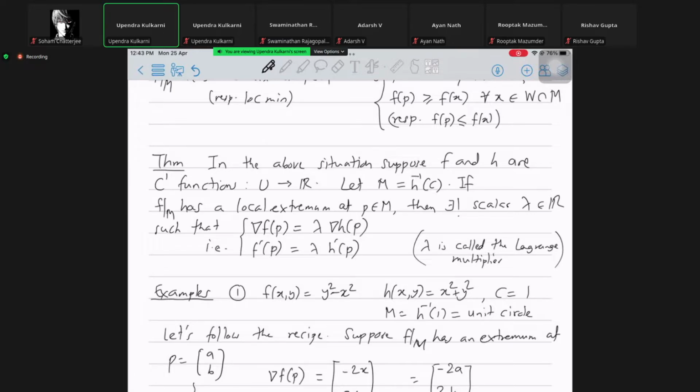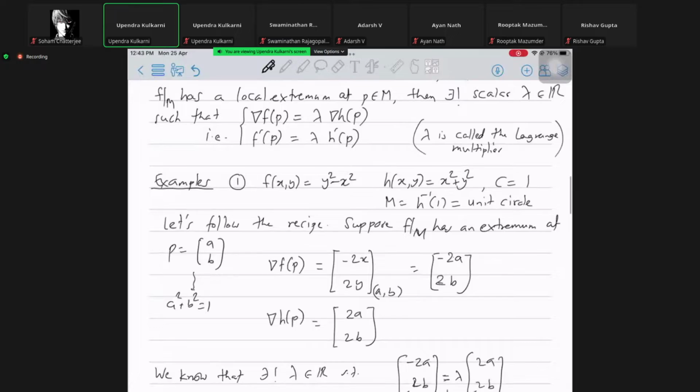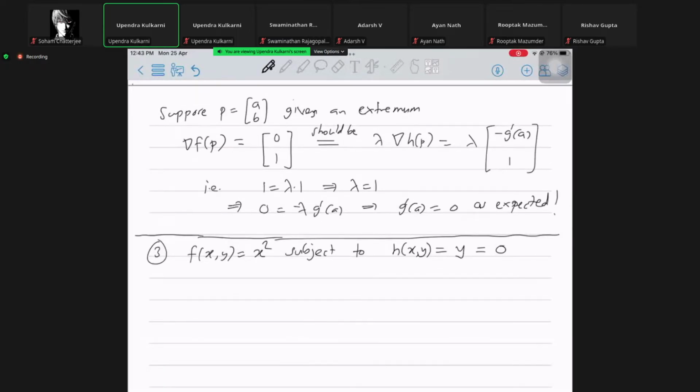All right, so does it work out? Do I get the origin? Yes, sir. Okay, let's see what happens. Okay, so what is the gradient of f at (a, b)?